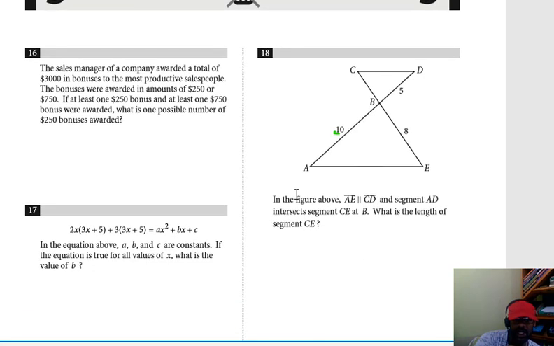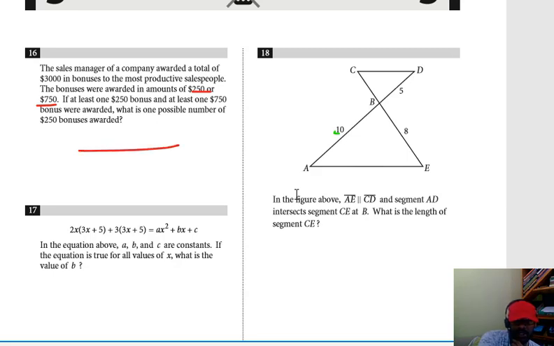Alright, so let's go to the next problem. The sales manager of the company awarded a total of $3,000 in bonuses to the most productive salespeople. The bonuses were awarded in amounts of $215 or, okay, we have to type $715. If at least one $250 bonus and at most one.